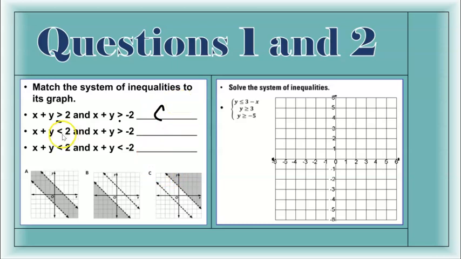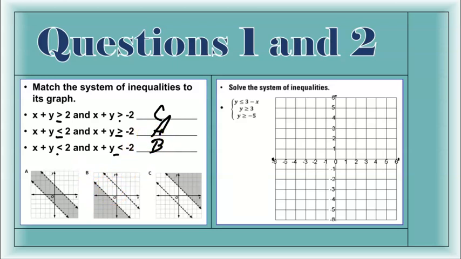The second one, this one is less than and this one's greater than. So if it's greater than one line but less than the other one, it has to be shaded in between the two lines. So that would be graph A. And the third one, they're both less than. That means they have to be underneath both lines. And the only one that's underneath both of them is letter B.